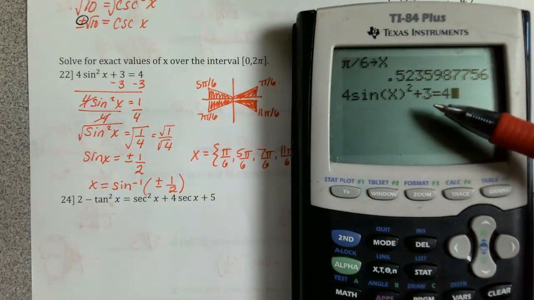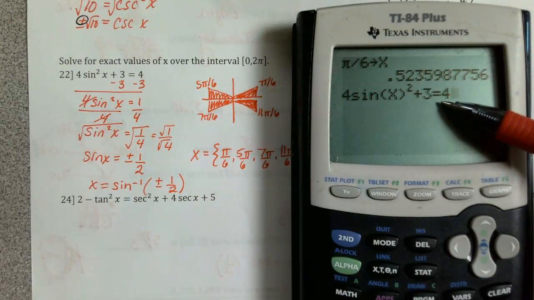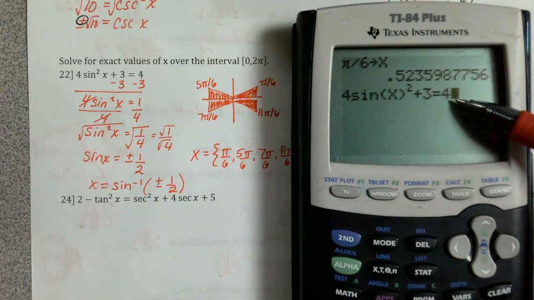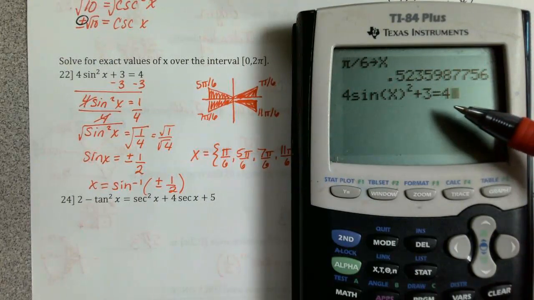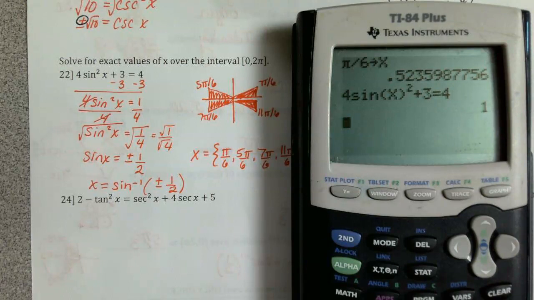When you use the equal sign from the test menu, you're asking the calculator a true or false question. If this is true, the calculator replies with a 1. If it's false, it'll reply with a 0. So we'll press enter, and we get a 1, so it checks.